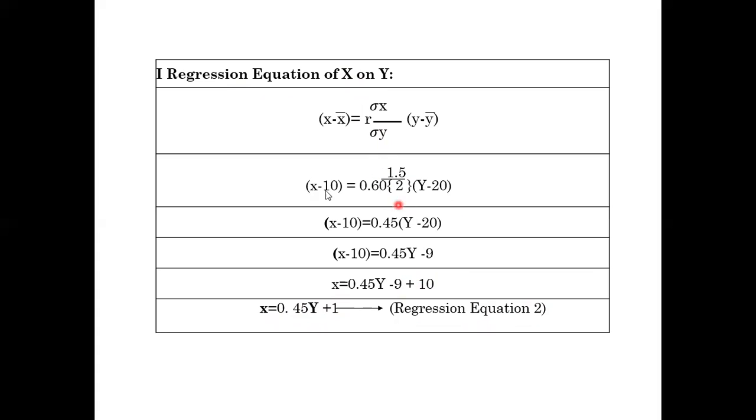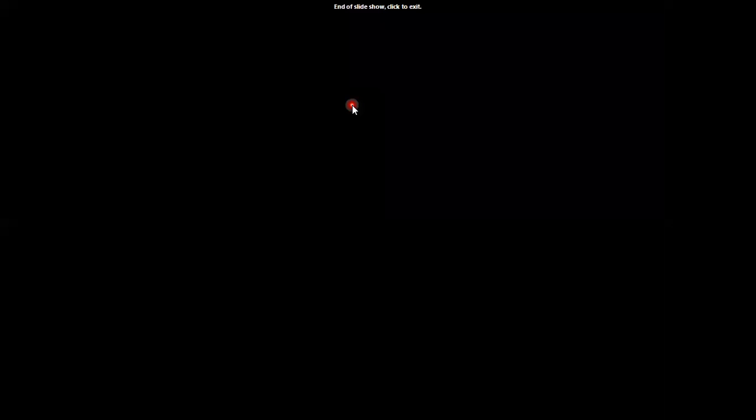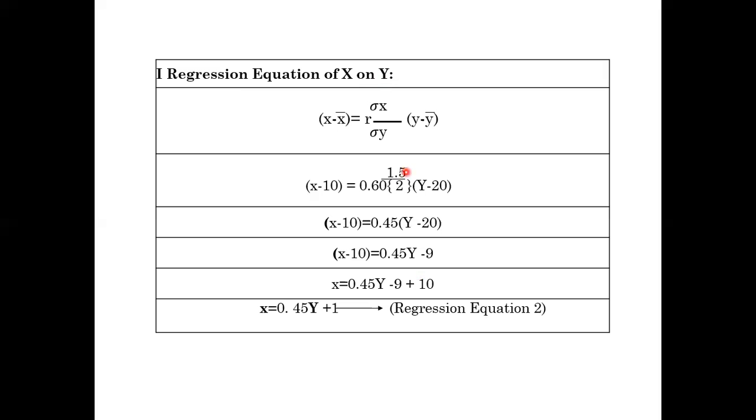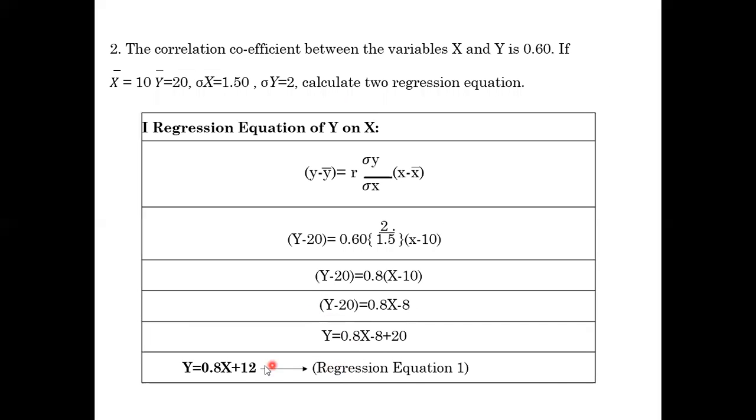So in regression, you have two regression equations. One is y on x and another one is x on y. So if they give the data like that, you have to apply the formula like this. This formula you are going to use for calculating the regression equation, x on y as well as y on x. So this is the second equation we got here, and this is the first equation we got here. Okay, so practice this type of problems.